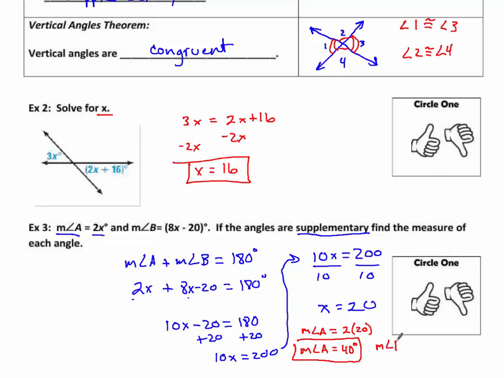And the measure of angle B equals 8x minus 20. I'm running out of room here, so I'm going to skip a step. That's 160 minus 20, which is 140. And sure enough, 140 plus 40 is 180. So that's how we know we got it correct. All right, so that is it for angle pairs.